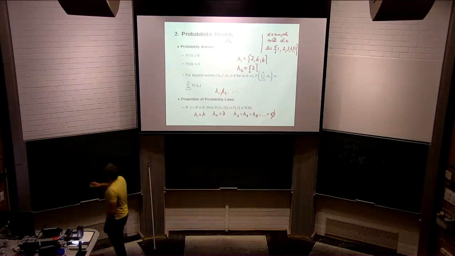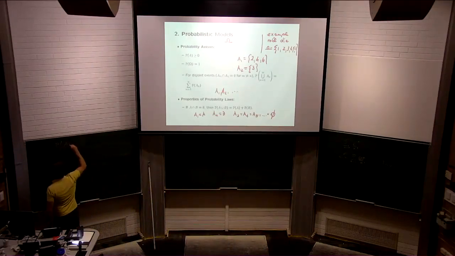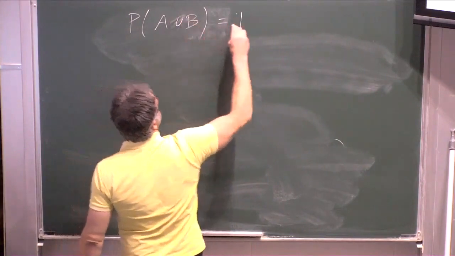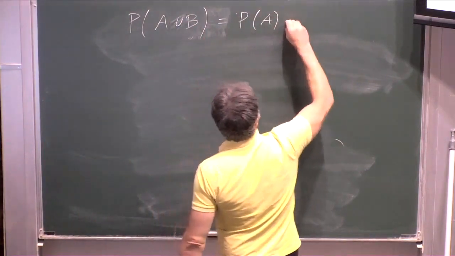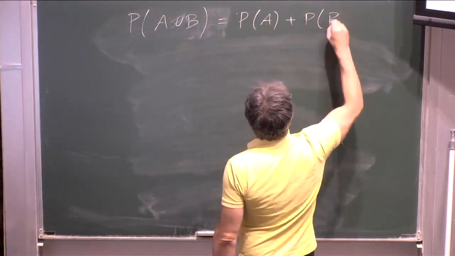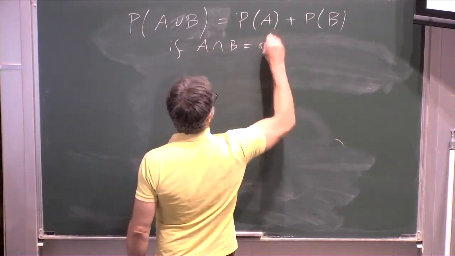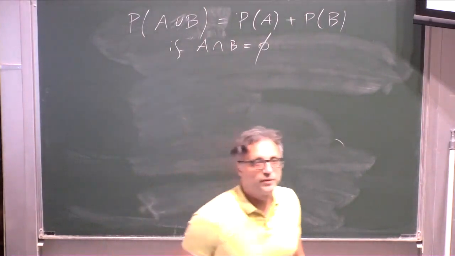Let's move here. So last time, the probability of A union B, I need to prove that it's equal to the probability of A plus the probability of B if A intersection B is equal to the empty set. Now, I can use the third axiom.